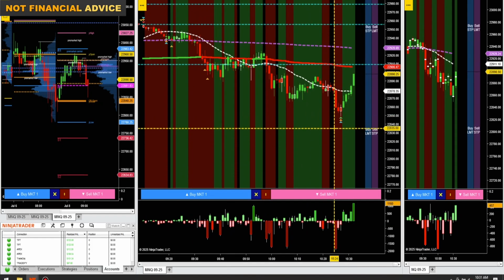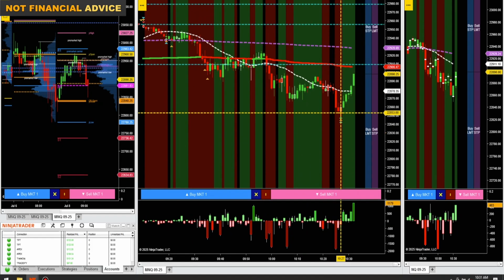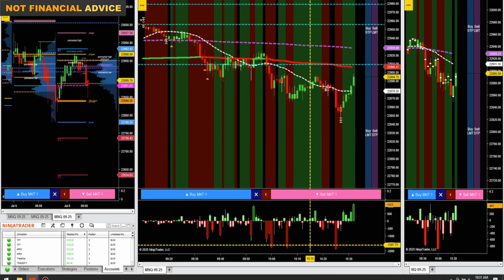Quite the mighty bounce after that triple divergence and single bar divergence candle right there. Almost back up to VWAP.